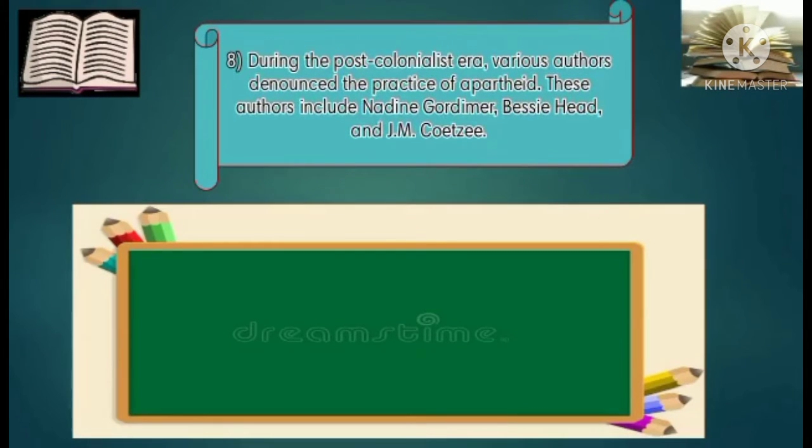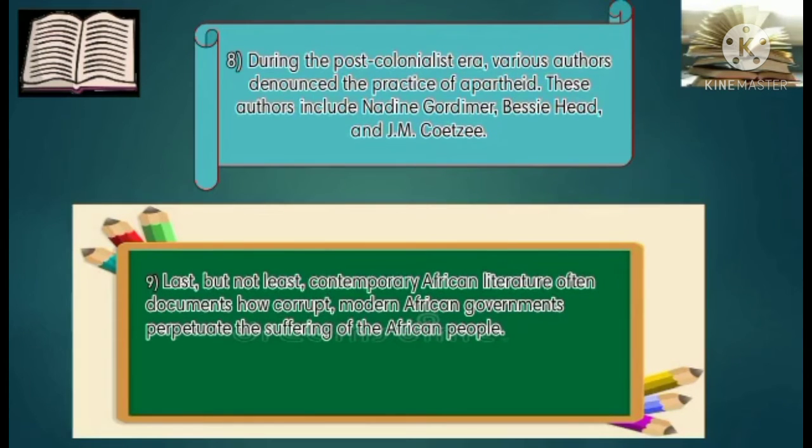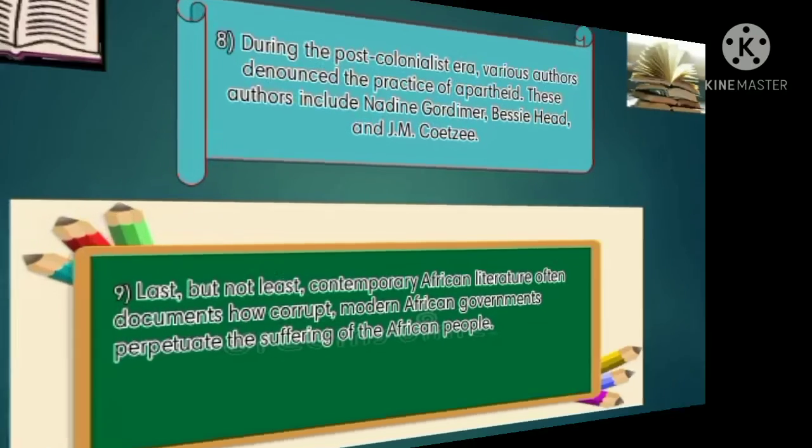Eighth, during the post-colonialist era, various authors denounced the practice of apartheid. These authors include Nadine Gordimer, Bessie Head, and J.M. Coetzee. Lastly, but not the least, contemporary African literature often documents how corrupt modern African governments perpetuate the suffering of African people. And my question is, who are some of the notable African authors?